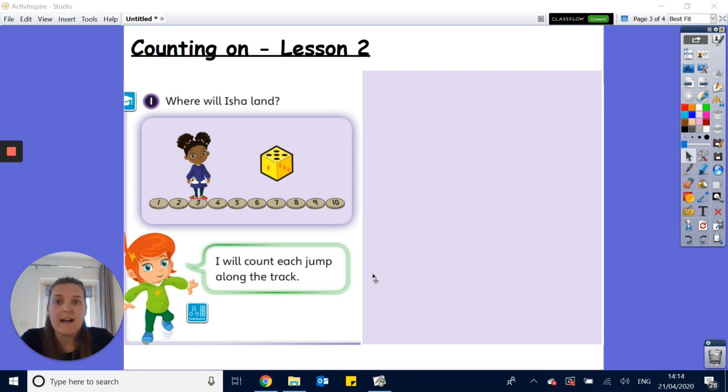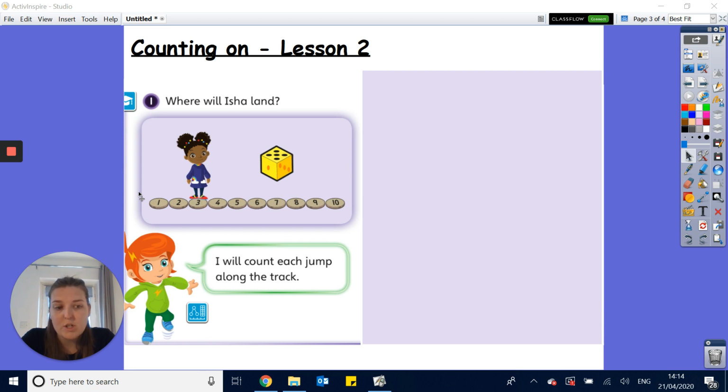So let's start by having a look over here at number 1. So we've got Aisha here, and she's on the stepping stones on the number track that goes from 1 to 10. What number is she starting on? I want you to tell me the answer. What number is she starting on? And let's have a look next. What number has been rolled on the dice? Remember, if you're finding it tricky to count, touch the screen and count each dot, and that will help you stay on the right number each time.